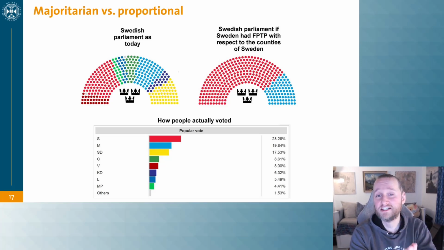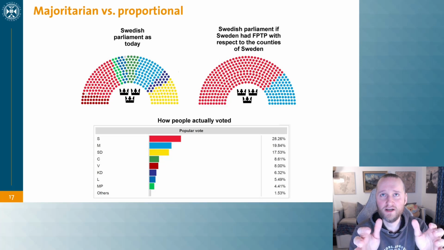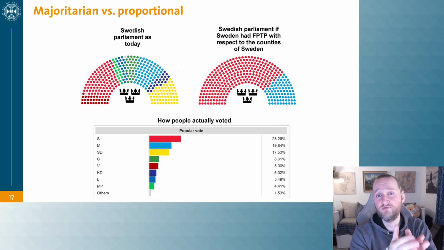Now, if at the last election Sweden had had a majoritarian system, you would see how parliament looked on the right. You see the Social Democrats would have almost 3/4 of all seats in parliament, and the only other party represented would be the moderates, with all other parties not being represented, and therefore the votes for those parties also being wasted. So thinking about how a proportional system would look if it were majoritarian is often a good exercise in thinking about whether you prefer the one result over the other.